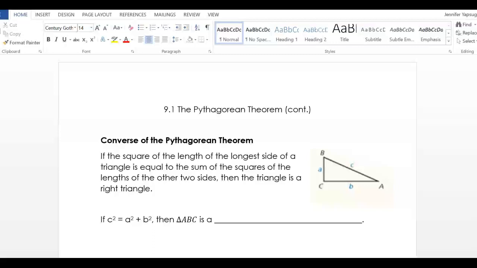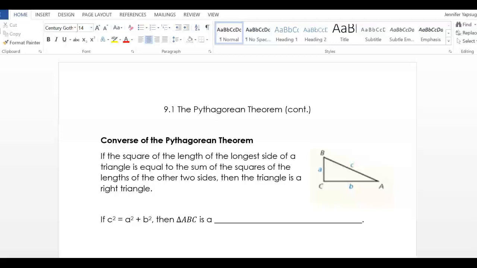So I just wrote that out for you. If the square of the length of the longest side of a triangle is equal to the sum of the squares of the lengths of the other two sides, then the triangle is a right triangle. So basically it's just what we talked about in our last class, but flipped.